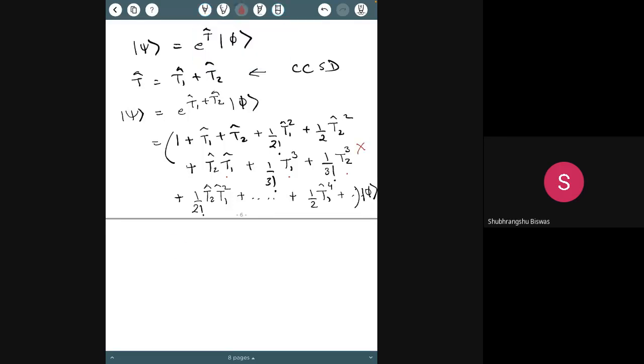Let me write this in red. If this was a 4-electron system, then the T2 cube term would not be there. T2 T1 squared is also fine. T1 to the power 4 is also fine.